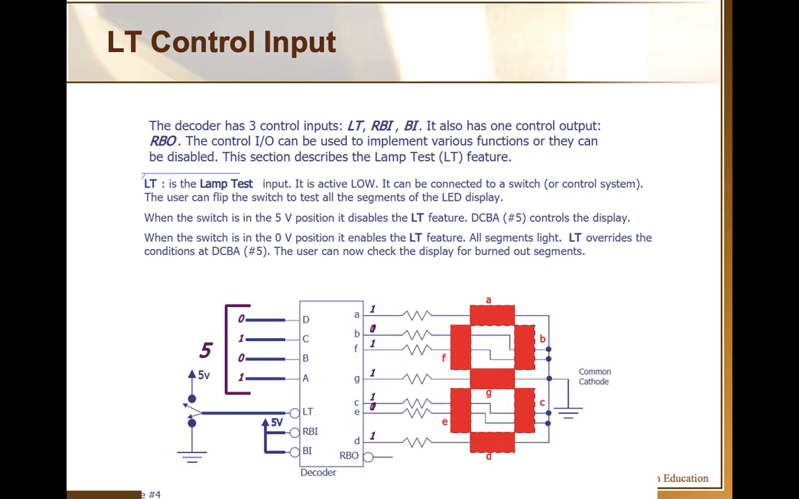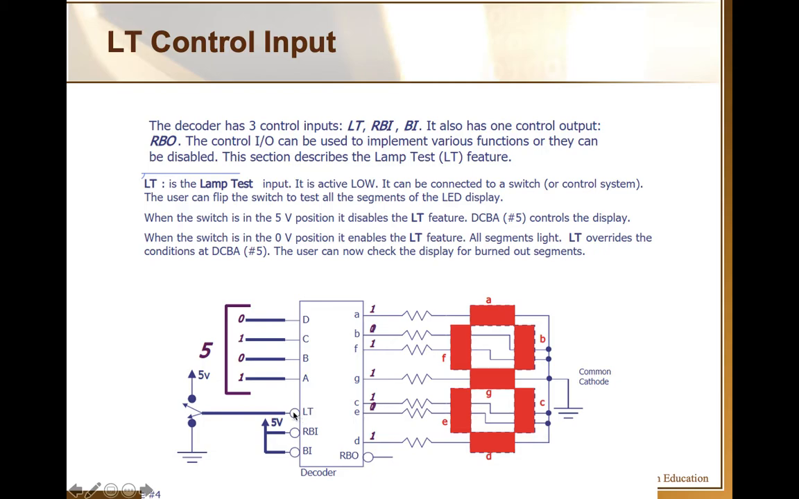Now the lamp test. We have the lamp test in order to check whether our segment lights are working fine or not. This is the purpose of the lamp test. The lamp test feature is built into this IC, which checks the segments. Whenever the lamp test input is low, because as I said, all of these control lines are low enabled.